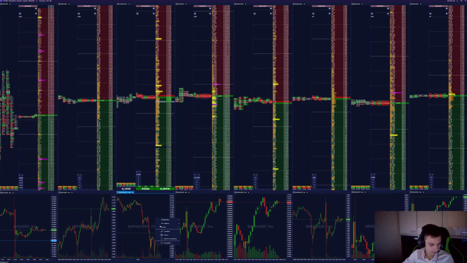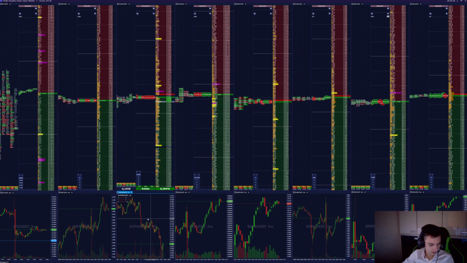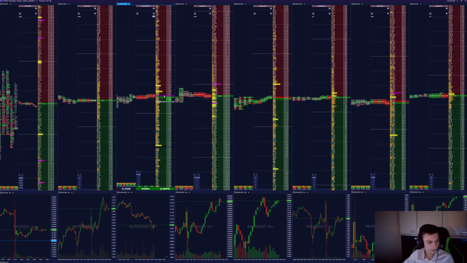I'm scalping now, and scalping means short positions, and if something goes wrong, I will close my position. So this is the main idea.